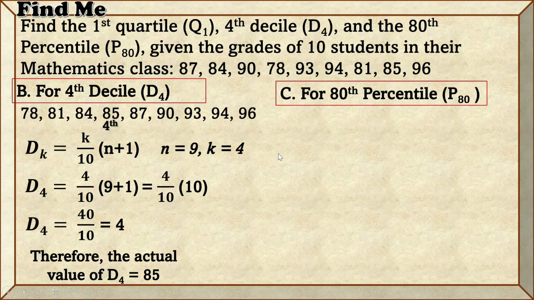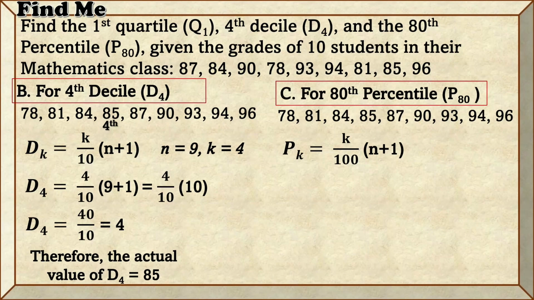For letter C, find the 80th percentile. Since naka-arrange na yung ating data from lowest to highest, so proceed tayo sa second step, which is to locate the position of the score in the distribution. So, we are going to use this formula dahil ang hinahanap natin is percentile. Okay, so we have P sub k is equal to k over 100 times the quantity of n plus 1. So, our k here is 80 and n is 9. So, substitute natin sa formula.